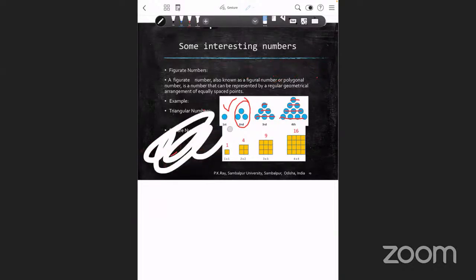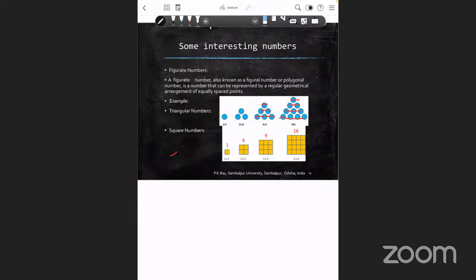But there is another definition of triangular number also. Any natural number n is called a triangular number if 8n plus 1 is a perfect square. It means the square of a positive integer.